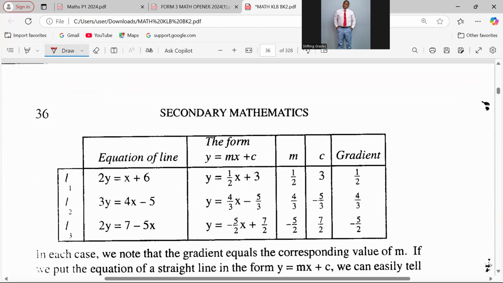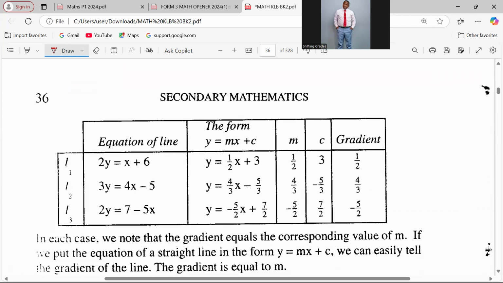Now look at this. You have some equations here. L1, the format we want. We extract the value of m and c. We conclude what the gradient is. I will add here, in such a line, we should be able, I'm trying to save on time so that we may not go to another subtopic, which is the y-intercept. We can talk about the y-intercept of that particular line.